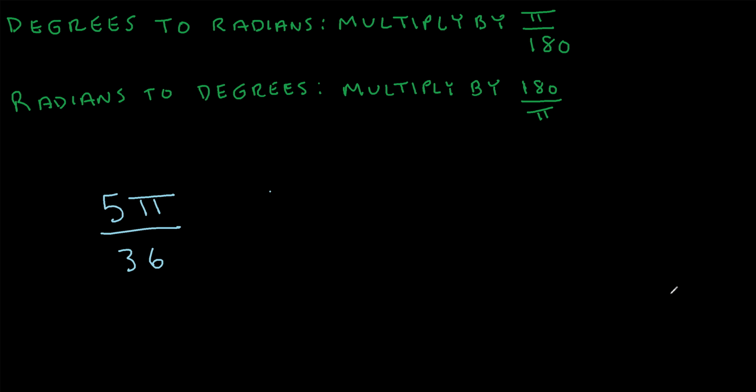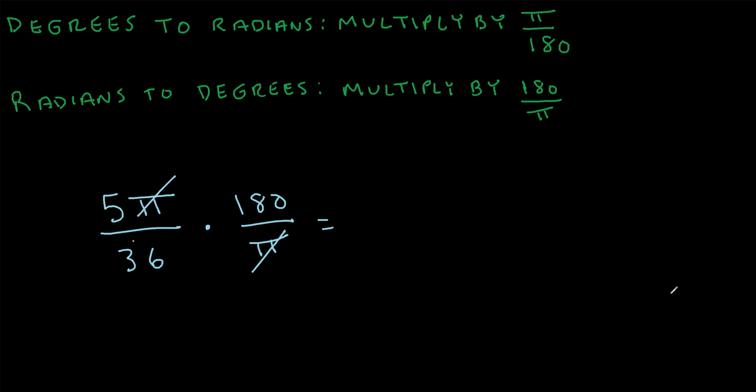All right, let's try one last one. We have 5 pi over 36. How can we convert this radians to degrees? Well, we need to multiply by 180 over pi. So we can say times 180 over pi. So the pi in the numerator and the pi in the denominator will simply cancel out, and we'll be able to multiply straight across. Before we multiply though, let's see if we can reduce.